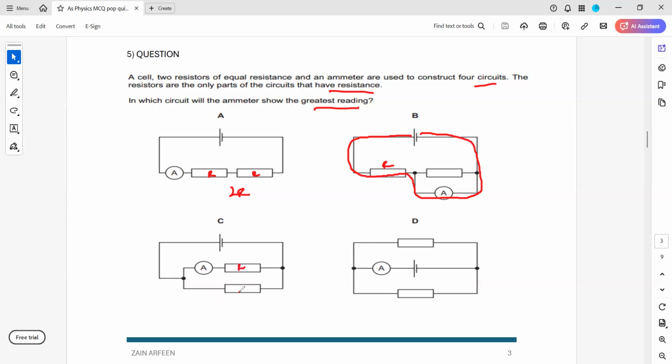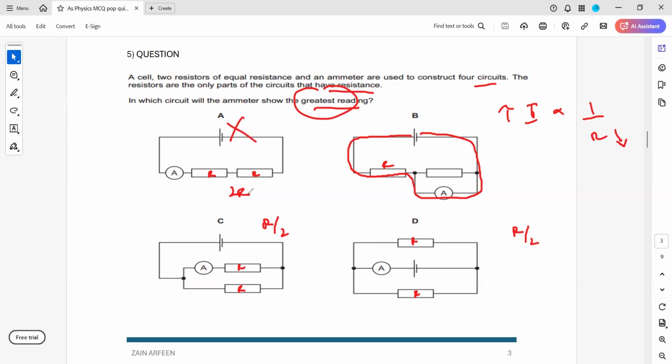Two resistors are connected in parallel, so the combined resistance will be R by 2. What about the resistance of this circuit? The combined resistance will also be R by 2 because they are in parallel. Now we want the greatest current. The current and resistance are inversely proportional, so the circuit which has the least resistance should have the highest current.